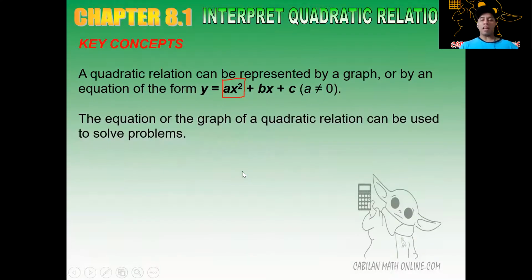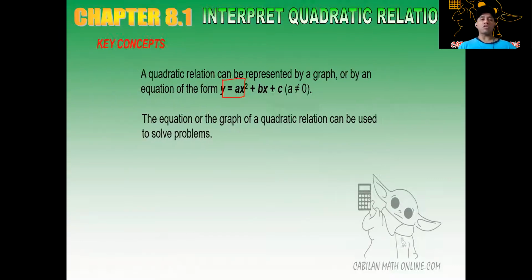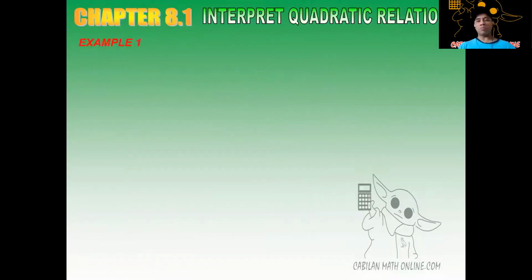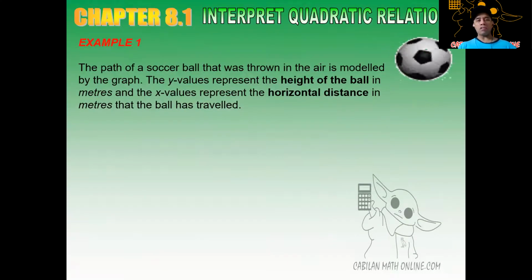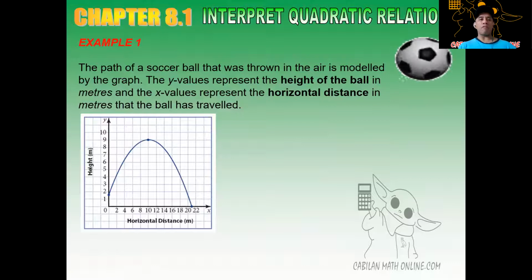And what we want to do for today, again, is just look at some graphs, and then from there, analyze them to see where we can look in the graph to determine where the answers are for the questions we're about to ask. So first question, believe it or not, does deal with soccer. If we take a look at this, the path of a soccer ball that was thrown in the air is modeled by the graph, as you can see.